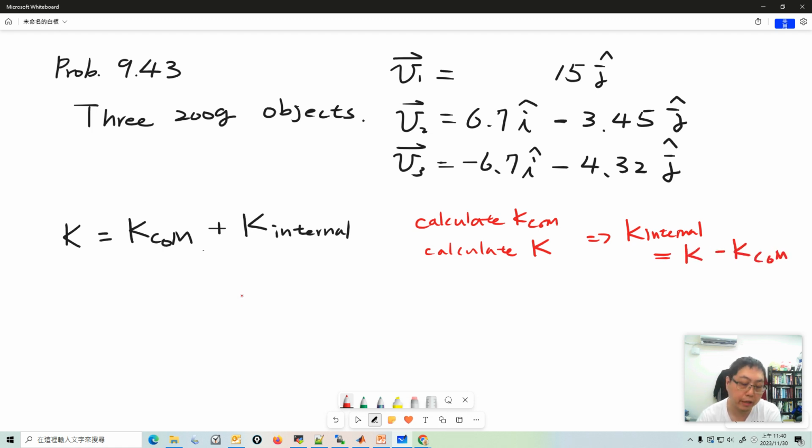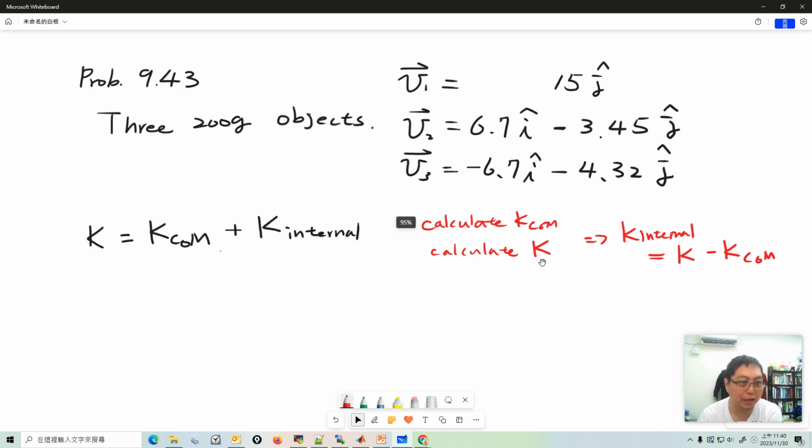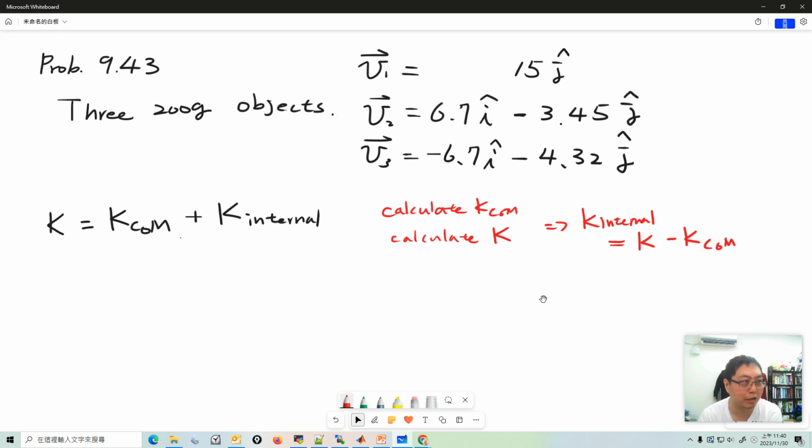So that's one way to do it. The other way is to calculate the kinetic energy of the center of mass, and also calculate the internal kinetic energy separately if you want. Or you can calculate KCOM and K and subtract, since K internal is K minus KCOM. So there are various ways to do this, and let us try to do as many of the calculations as possible.